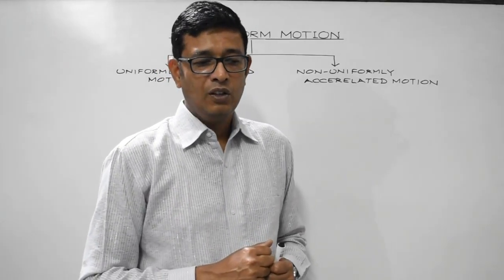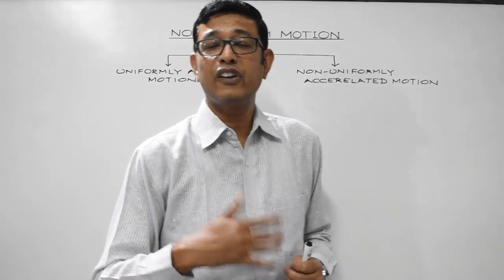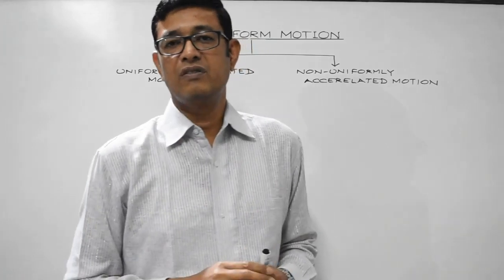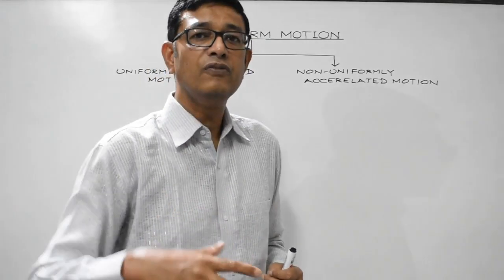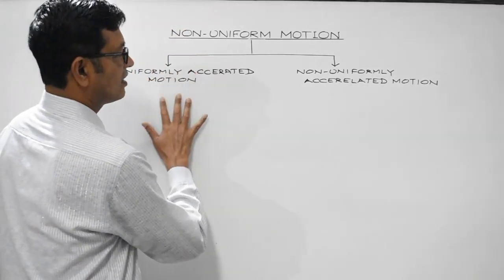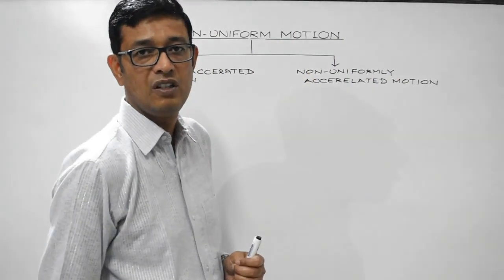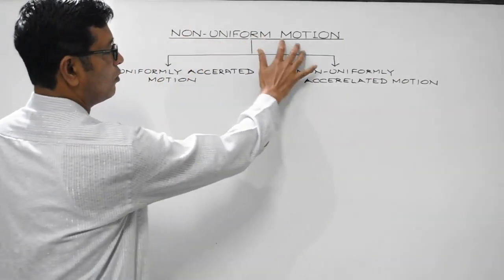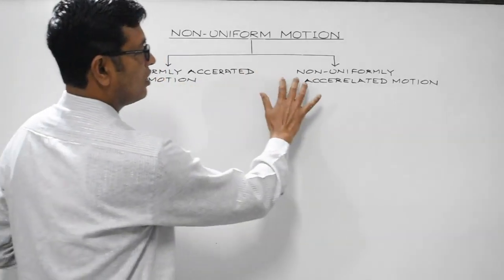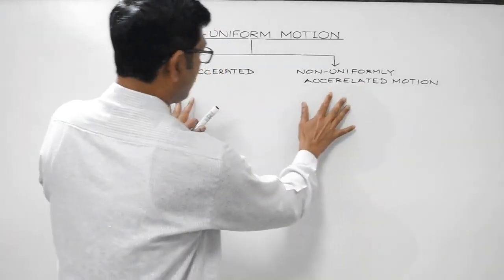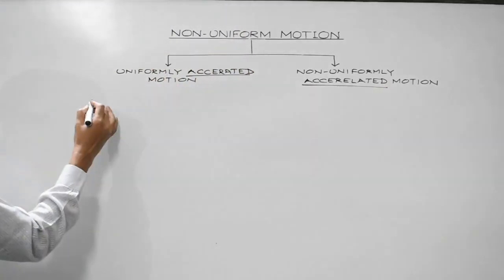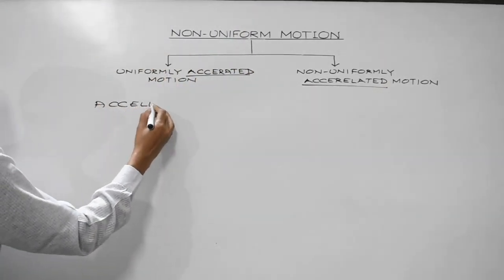Right? Before we start with the further classification of non-uniform motion, we need to be aware of the term acceleration: acceleration, retardation, the various cases involved. Only then will we be able to understand properly uniformly accelerated motion and non-uniformly accelerated motion. Non-uniform motion can be broadly classified into these two types: uniformly accelerated motion and non-uniformly accelerated motion. But before discussing this, we need to be aware of the term acceleration. So let's start with this particular topic, acceleration.